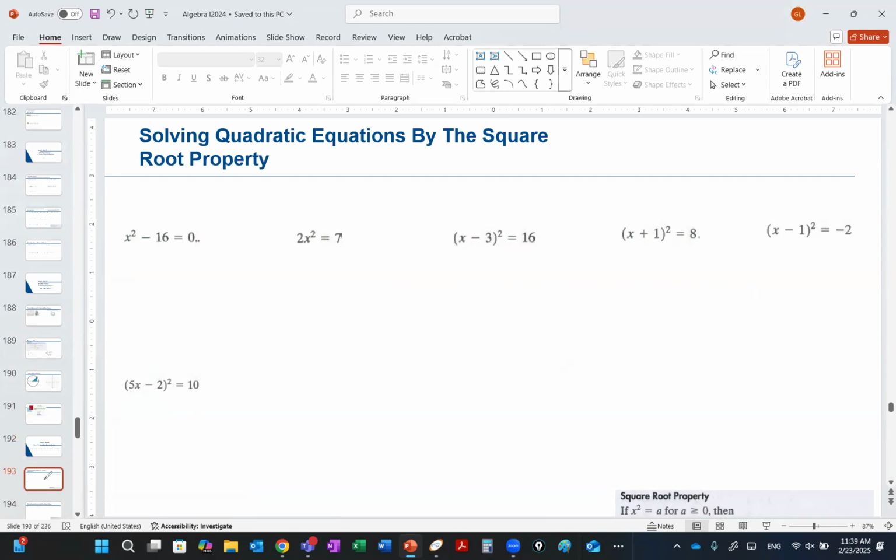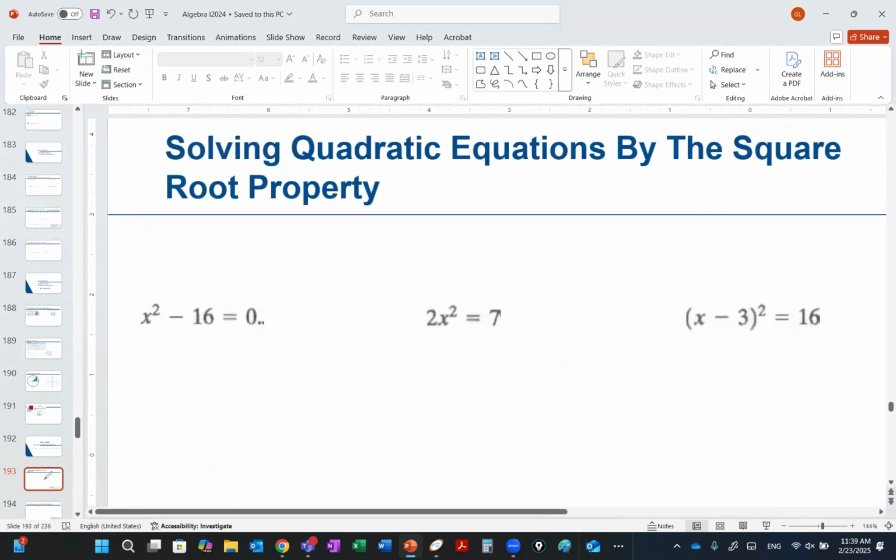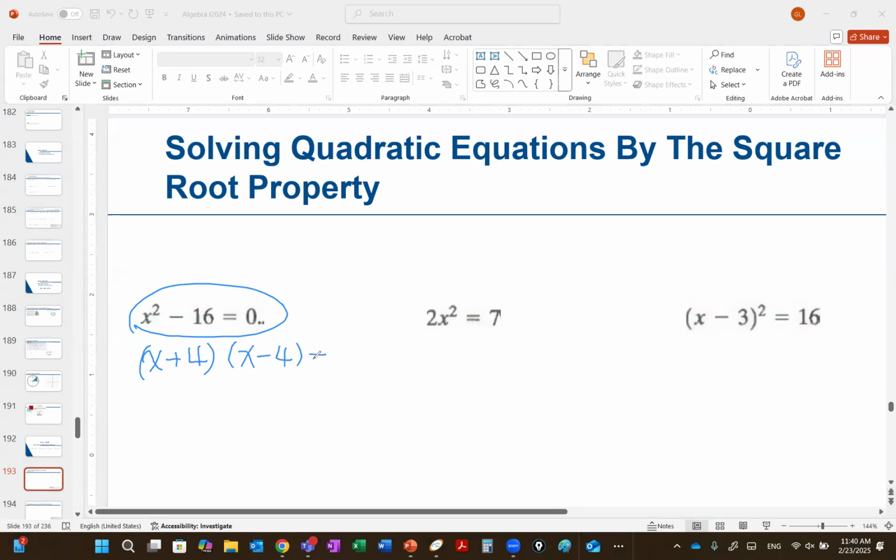Can anyone solve this problem? Can you solve it by square root or by our method? What are we learning for? Okay. So this one, we can factor, right? We found it, is it correct? Can we do the first one? Anyone, what's the solution? X plus 4, X minus 4 equals 0. So the first one is 4, -4. All right. 4, -4.